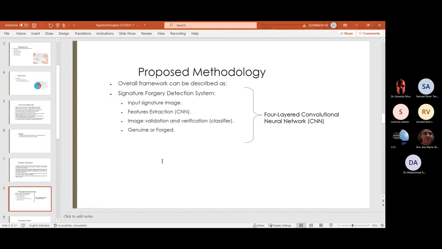The overall framework can be divided into these phases. The first one is the input signature image, which can be the original or the fake signature. Then the feature extraction technique, CNN, is used to extract the features from the signatures. Then image validation and verification classifiers classify the signatures, and finally the system will identify whether the signature is genuine or original, or a forged one, to clarify whether the transaction should be performed or not.